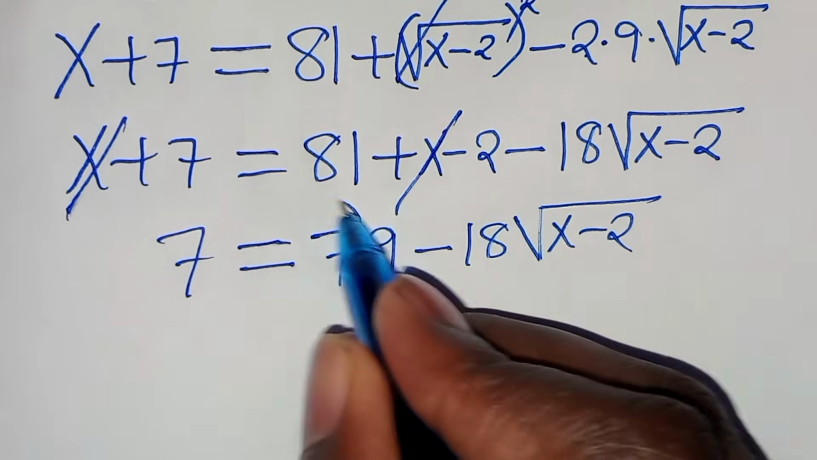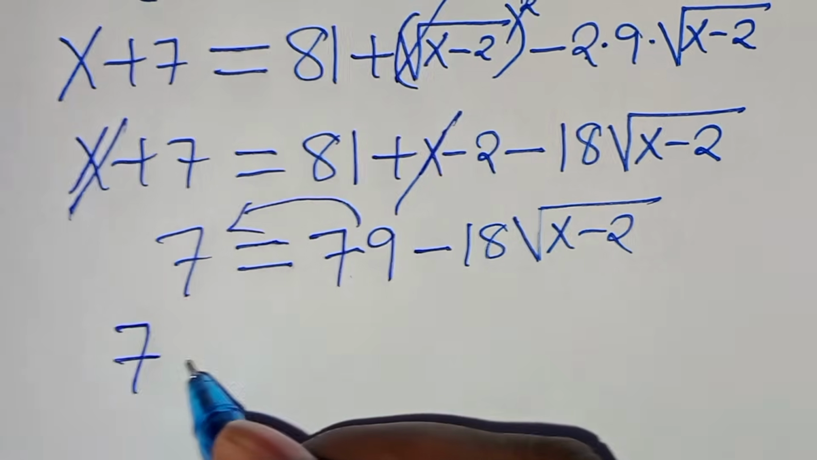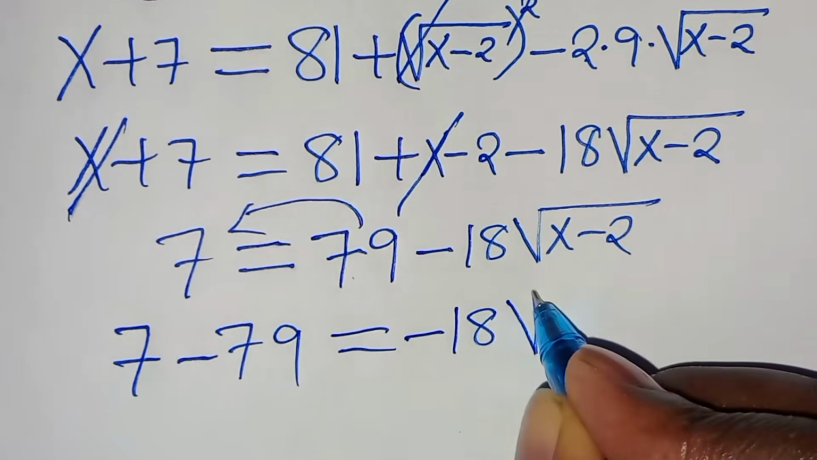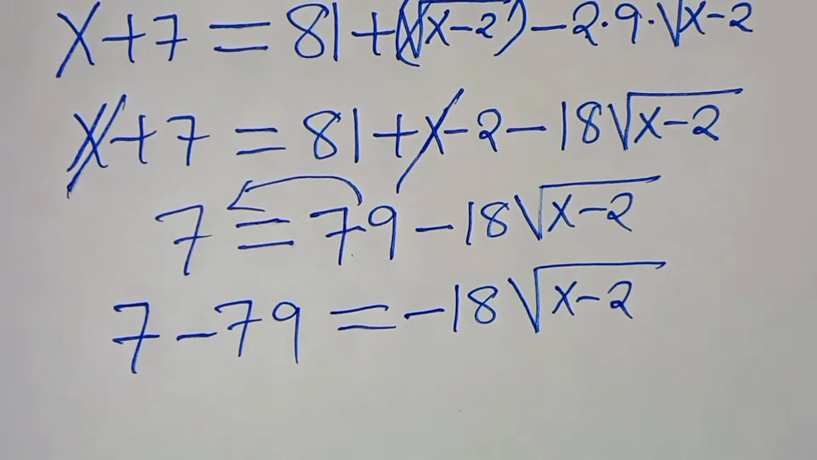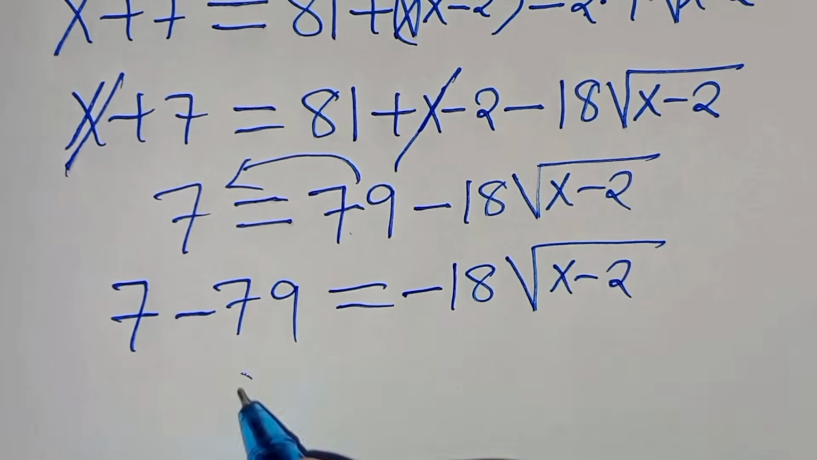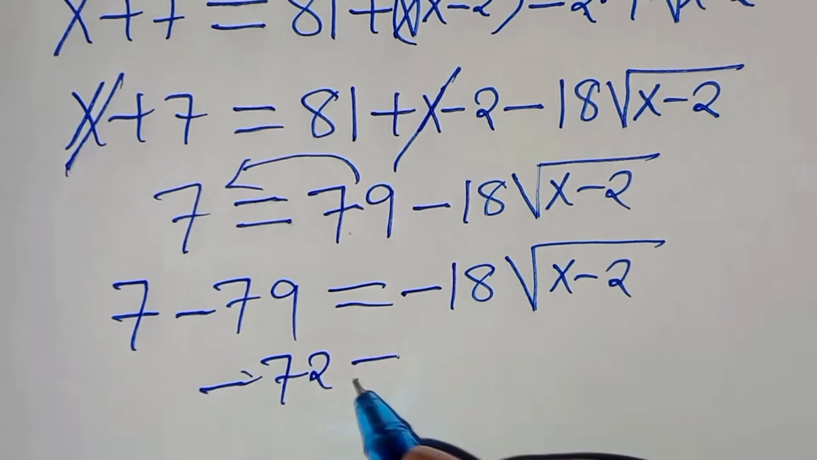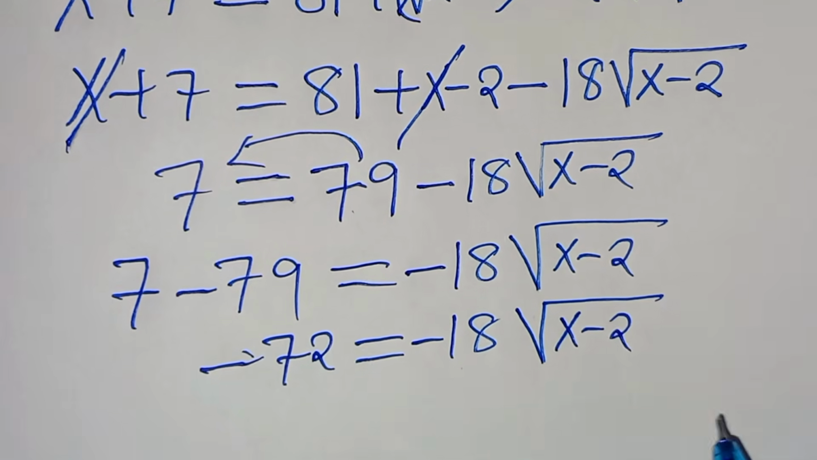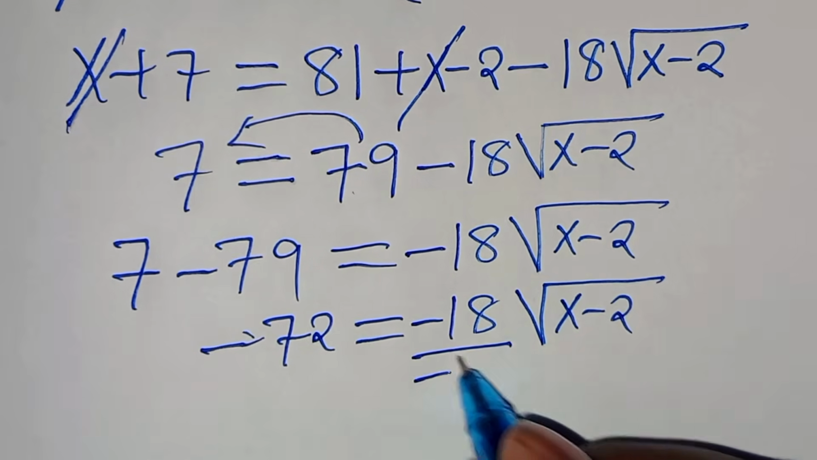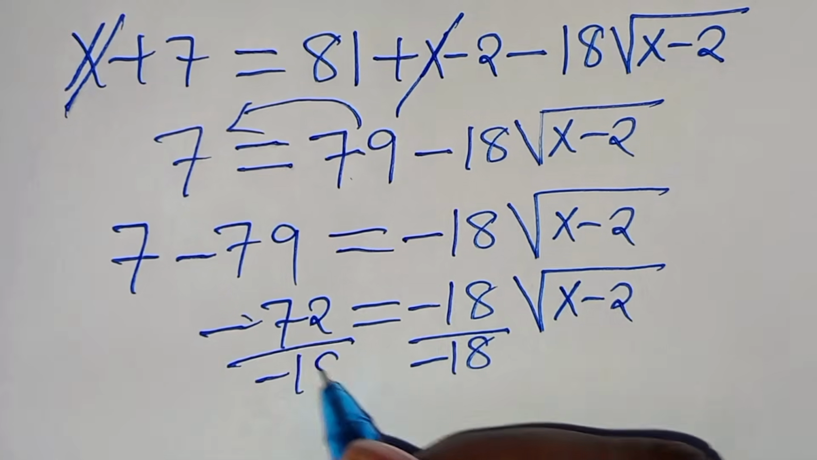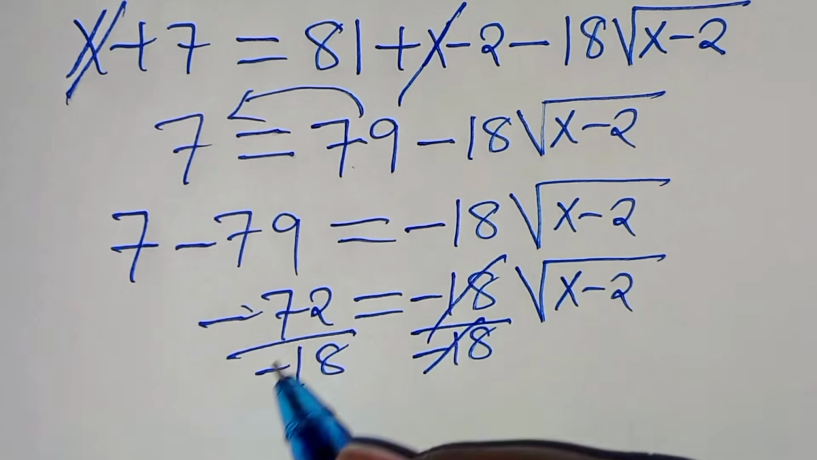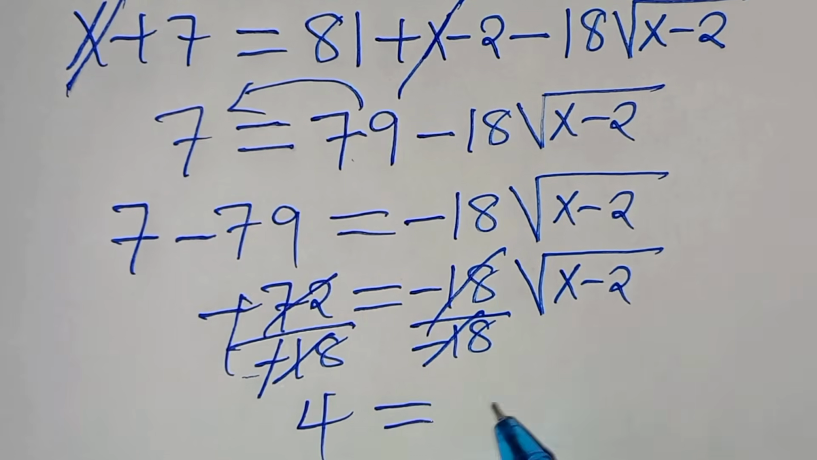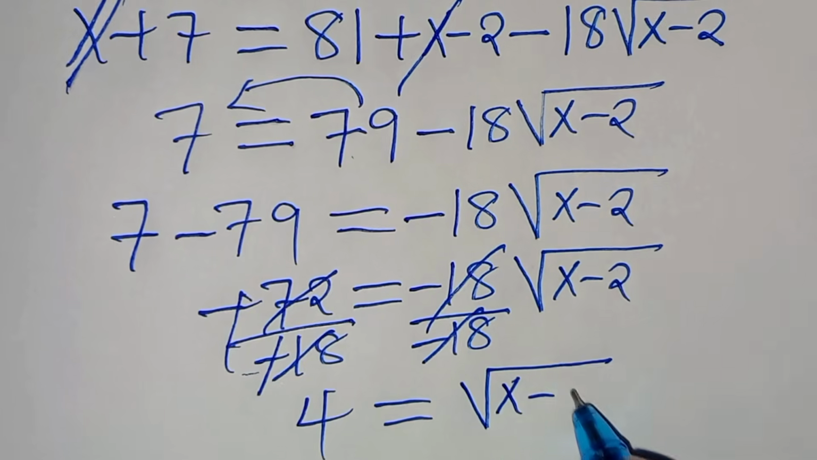So let's take 79 to the left hand side. This becomes 7 minus 79, which is equal to negative 18 square root of x subtract 2. So 7 minus 79 is negative 72, which is equal to negative 18 square root of x minus 2. Now let's divide both sides by negative 18, so that negative 72 divided by negative 18 is equal to 4, and this is equal to the square root of x minus 2.